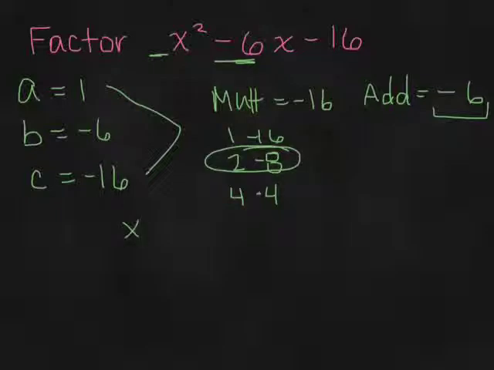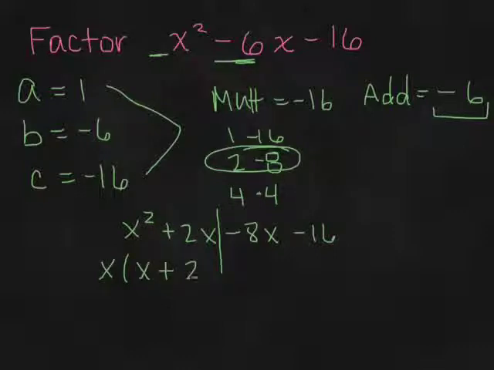So now I rewrite my polynomial. I rewrite that middle term, and then I split it in half and I factor each half. Out of this first half, x will come out, leaving me with x plus 2. Out of the right half, because I have a negative right here, I'm going to factor out a negative, and an 8 comes out of both of those. Negative 8x divided by negative 8 is x, and negative 16 divided by negative 8 is positive 2. I know that I've done it right because my parentheses turned out to be the same.